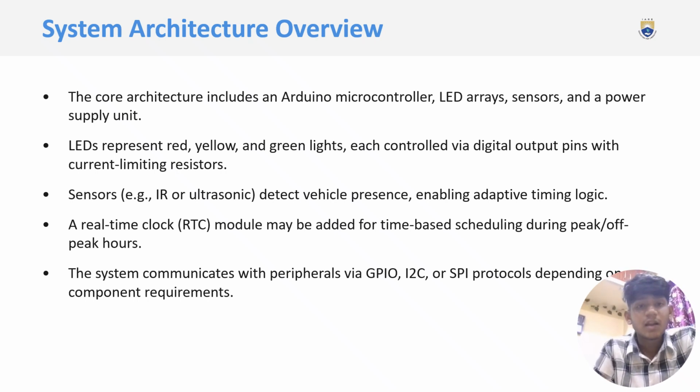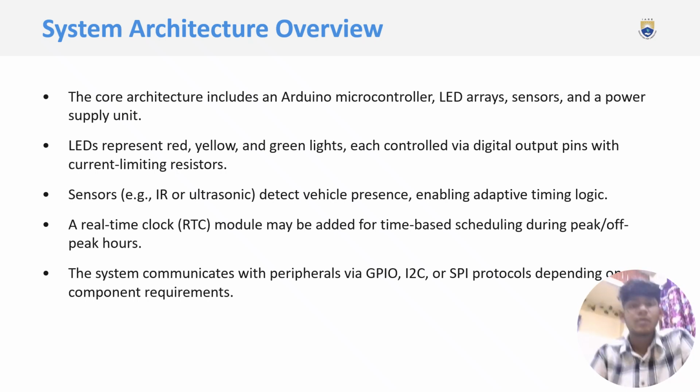System architecture overview. The core architecture includes an Arduino microcontroller, LED array, sensors, and a power supply unit. LEDs represent red, yellow, and green lights, each controlled via digital output pins with current limiting resistors.